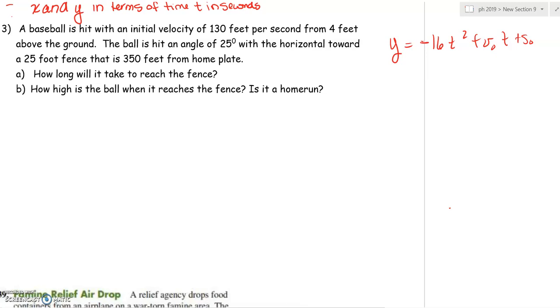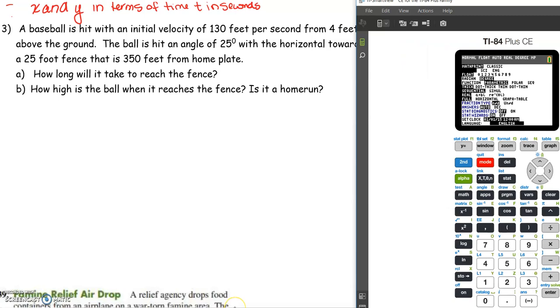Here is part 2 of our note, 6.3 day 2. It says a baseball is hit with an initial velocity of 130 feet per second from 4 feet above the ground. The ball is hit at an angle of 25 degrees with the horizontal toward a 25-foot fence that is 350 feet from home plate. We want to know if it's a home run.